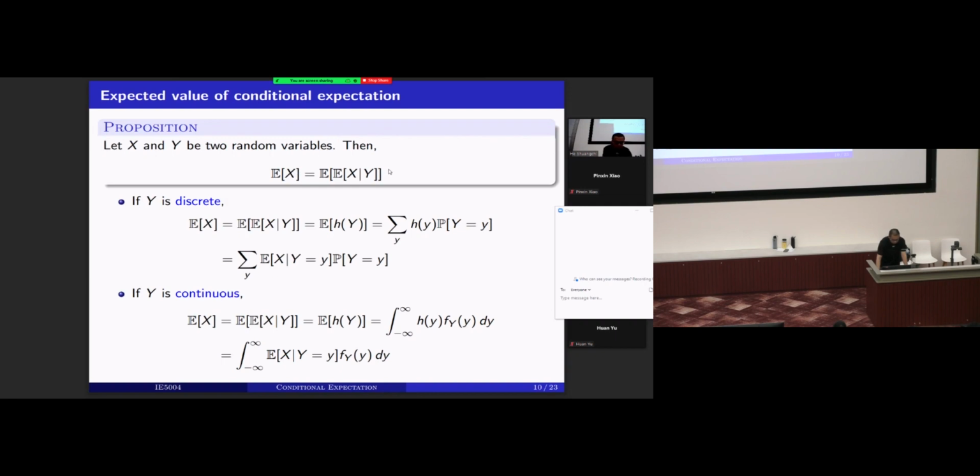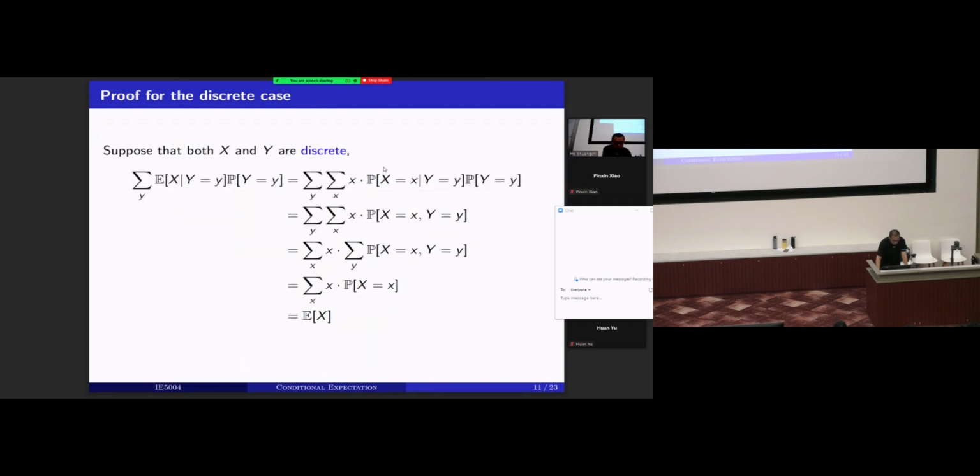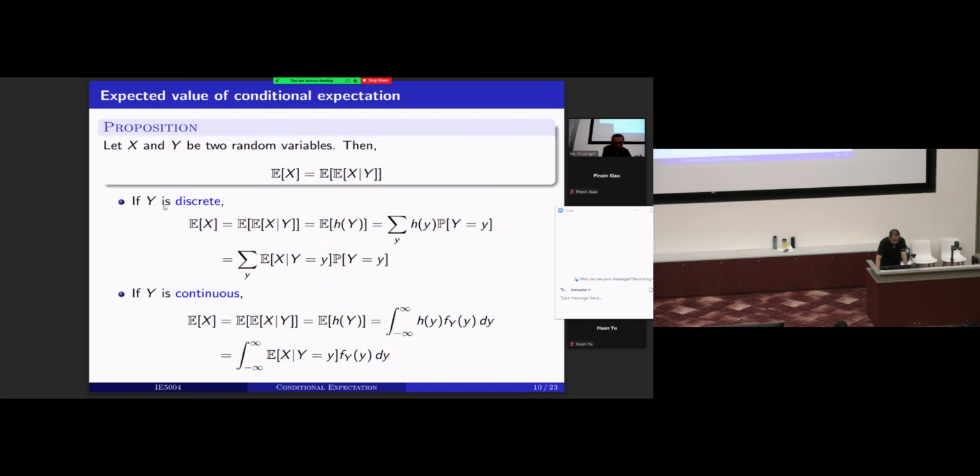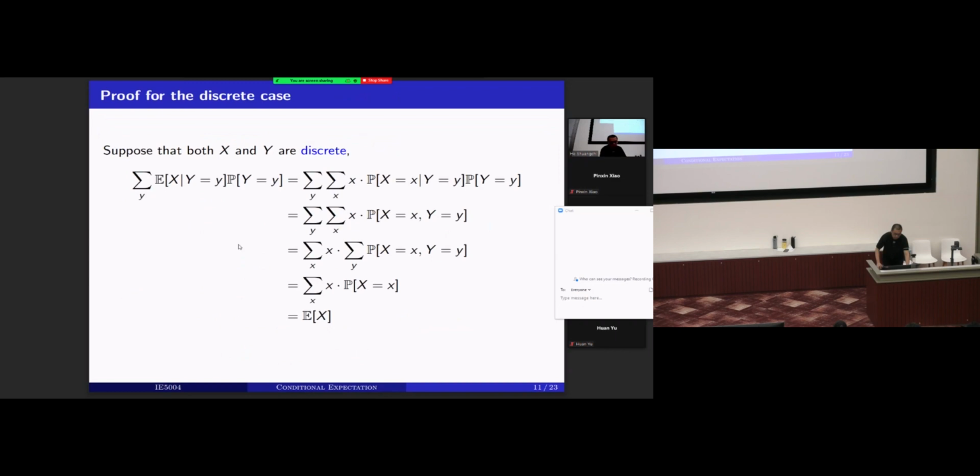This result actually is pretty simple to prove. So maybe let's go over to see how to prove this. First, let's just consider the case that y is discrete. If y is discrete, as I explained just now, this result simply means the expected value of x is equal to this expression. That is the meaning. So we need to show that this is equal to the expected value of x. That's the purpose of our proof.